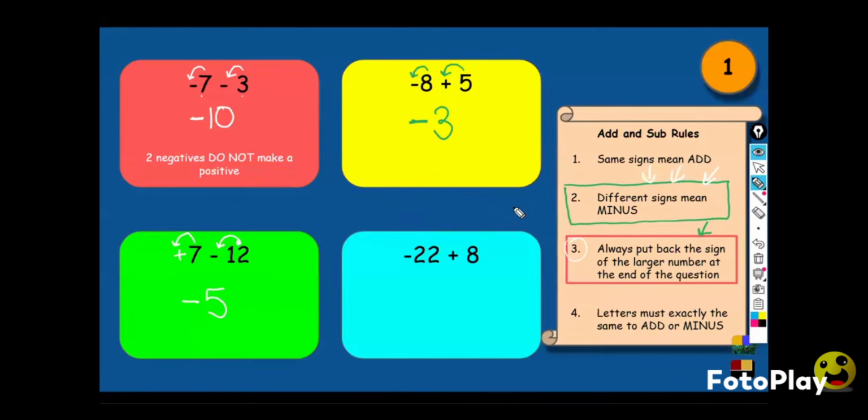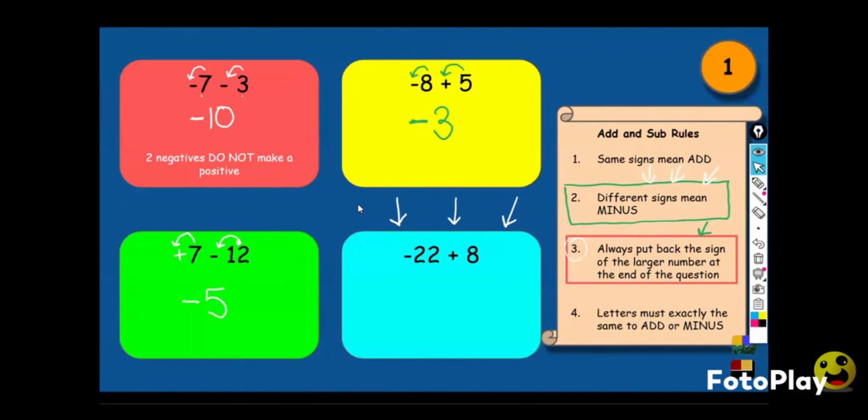I want everyone to try the blue question and send the answer on the chat. No calculators. If you get it wrong, you get it wrong. Only I could see the answers. Nobody else could see the answers. So if you get it wrong, no big thing.